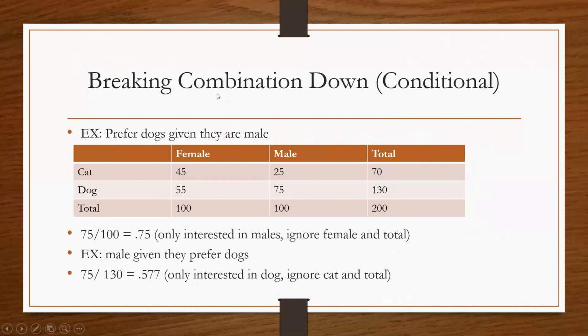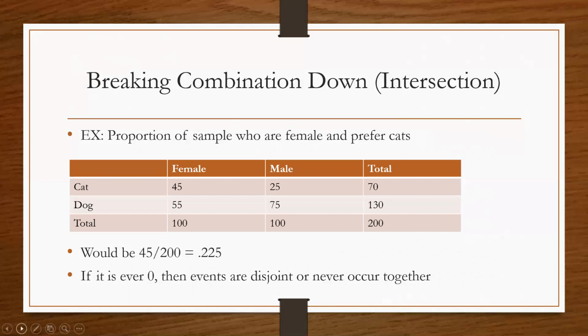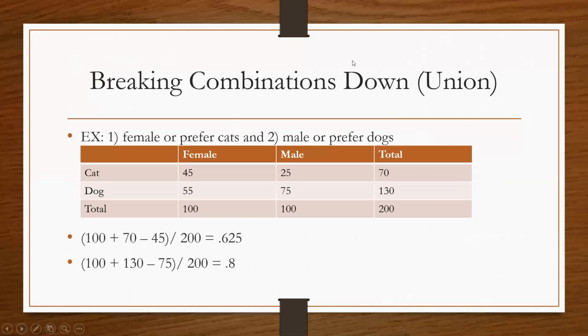So conditional is basically preferring something given something else. So union is one or the other. I did a few examples of this because this is a little trickier to get your head wrapped around. So, for example, female or prefer cats.